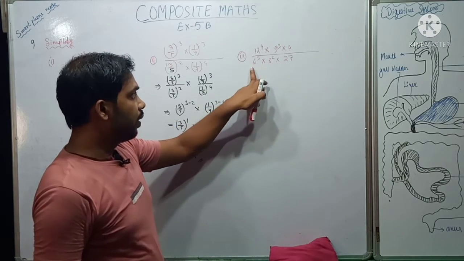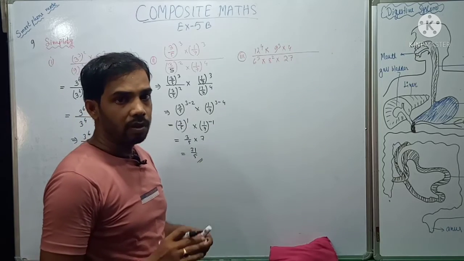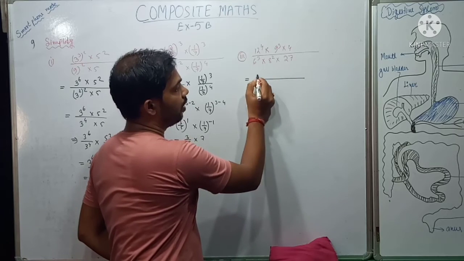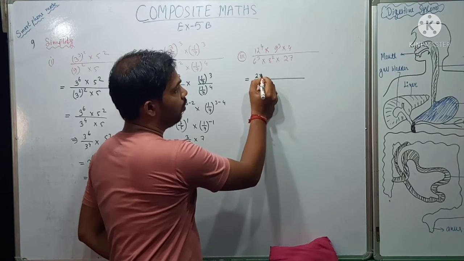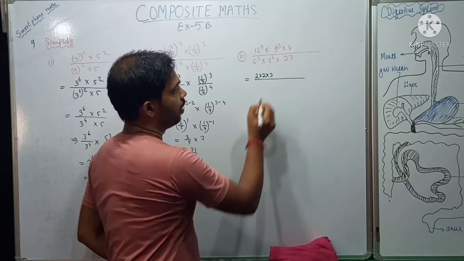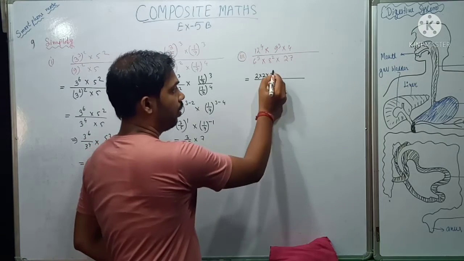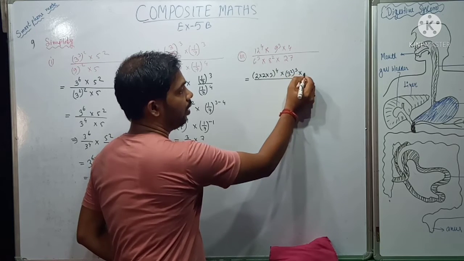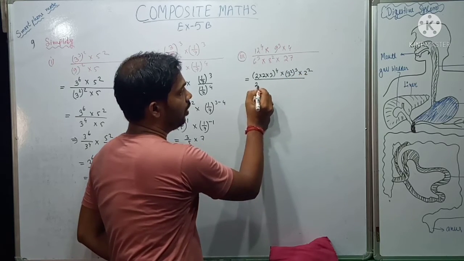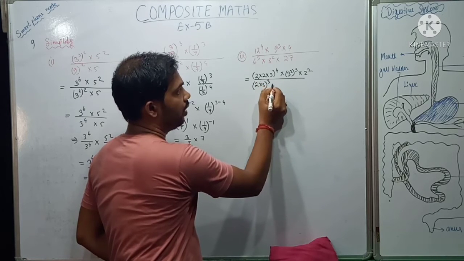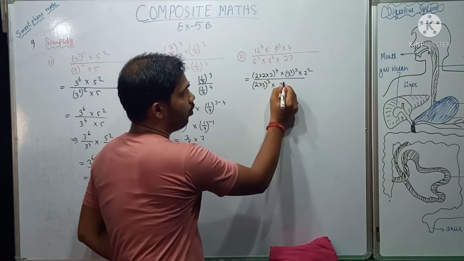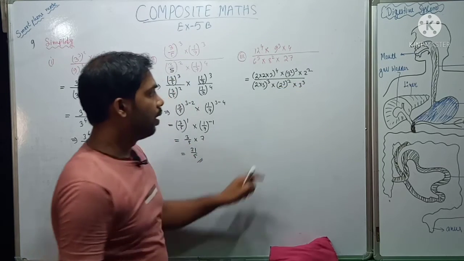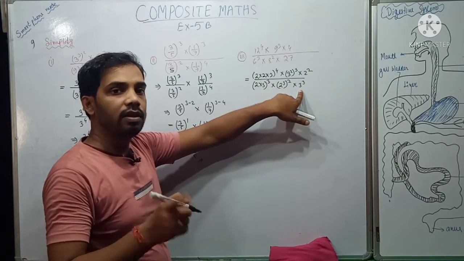And next, this one we are going to do. First of all we will express all these numbers in powers of 2 and 3. How can we write? 12 we can write 2 into 2 into 3, whole power 4, into 3 square whole power 3, into 2 square. And this one will be 2 into 3 whole power 3, into 2 power 3 whole square into 3 cube. 27 you can write as 3 cube because 3 into 3 into 3 is 27.